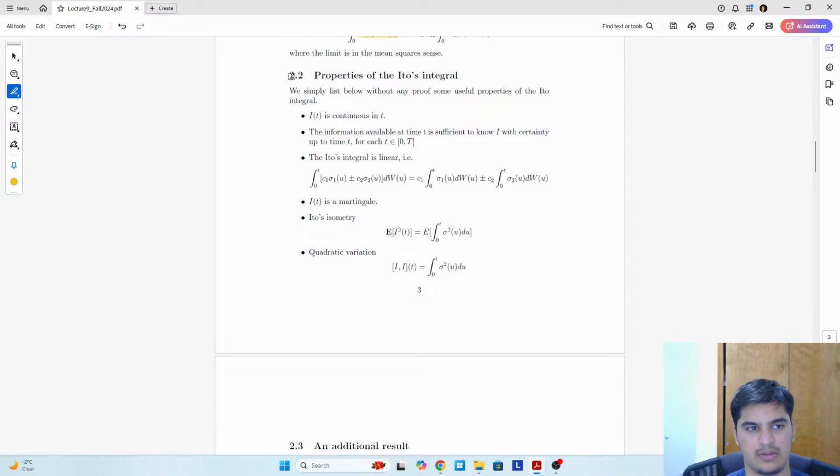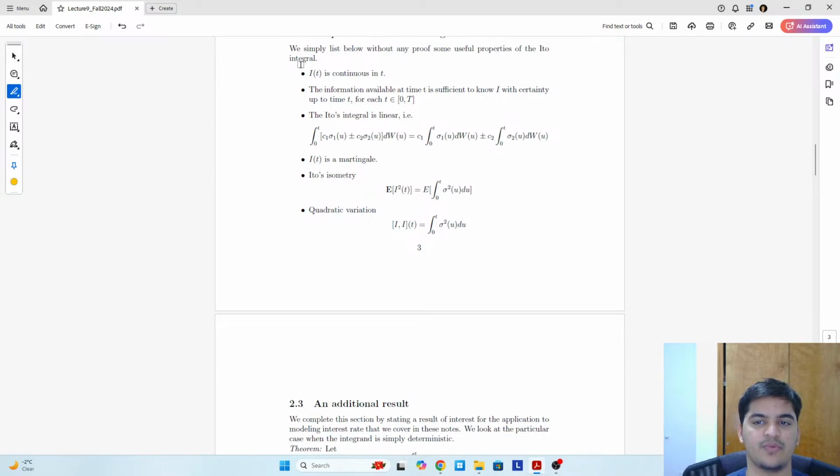I don't think that has any applications. Maybe that gives us some properties. Let's look at some properties of it. Properties of Ito's integral: we simply list below, without any proof, some useful properties of the Ito integral. It is continuous in time t.